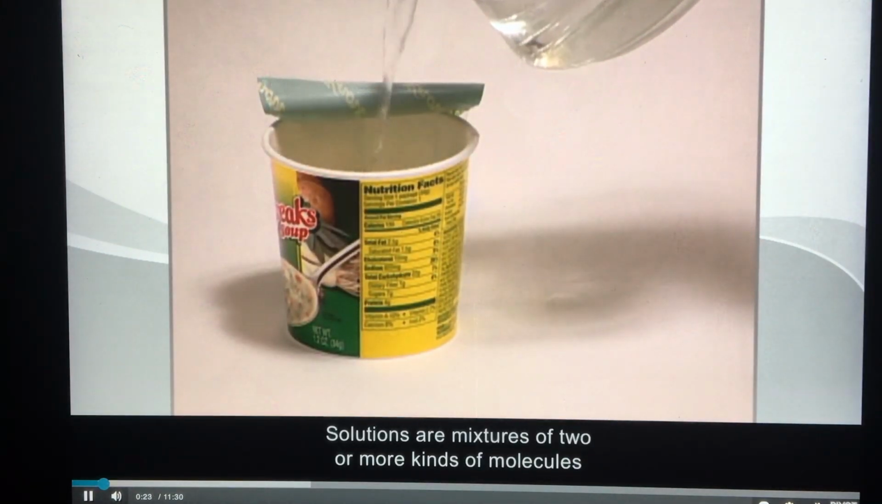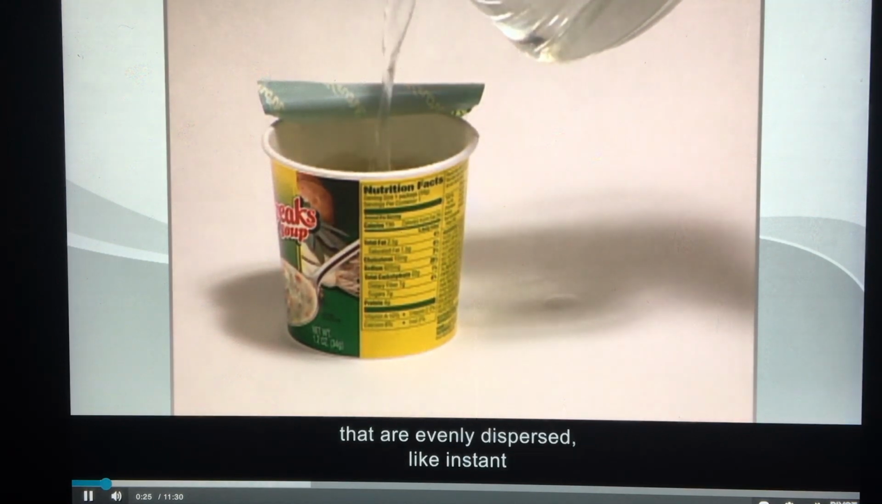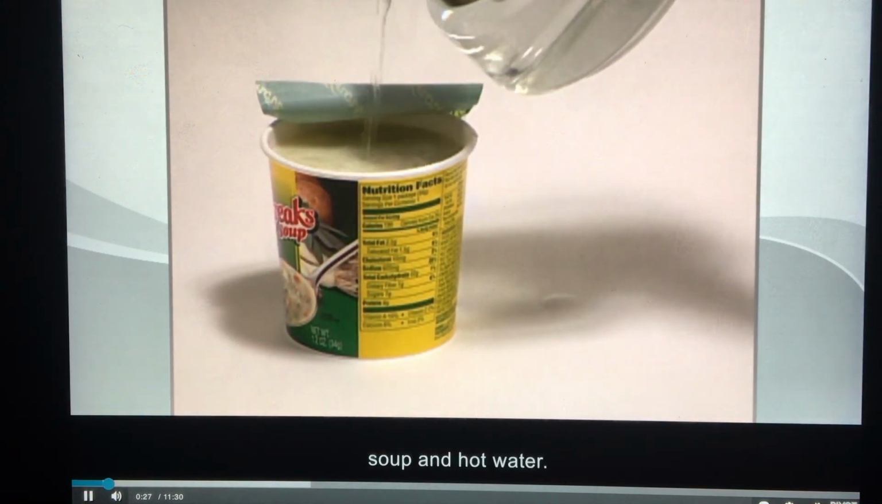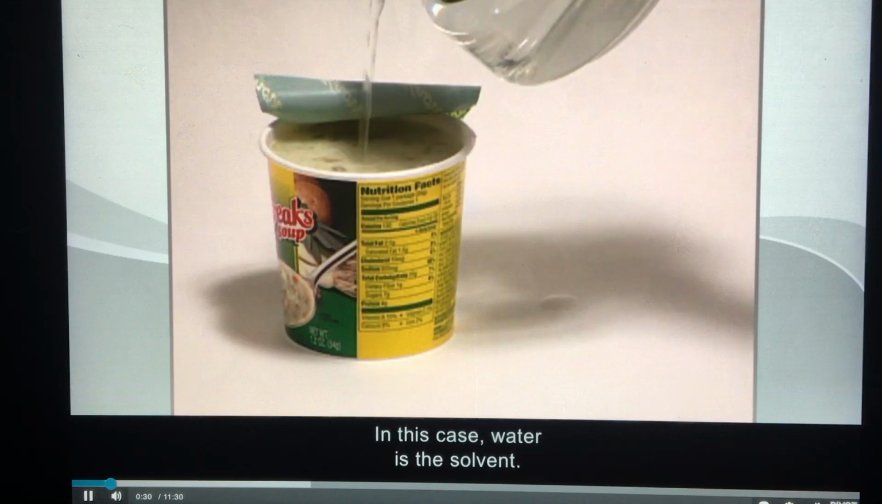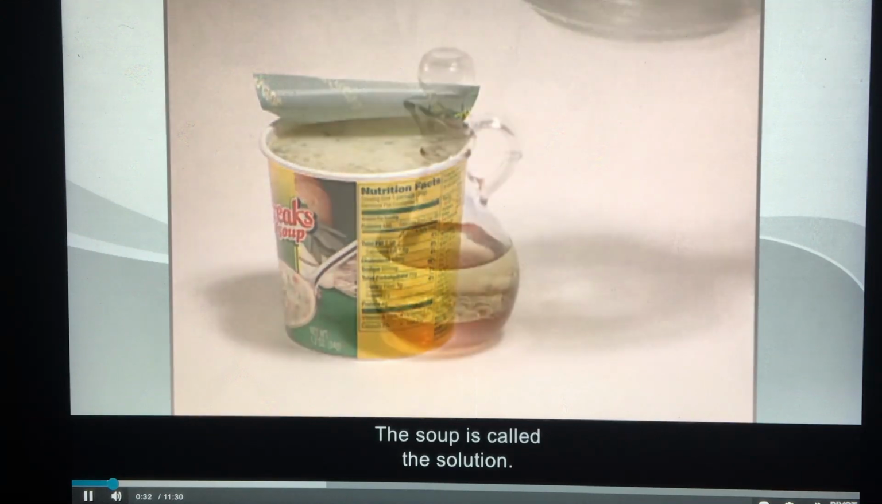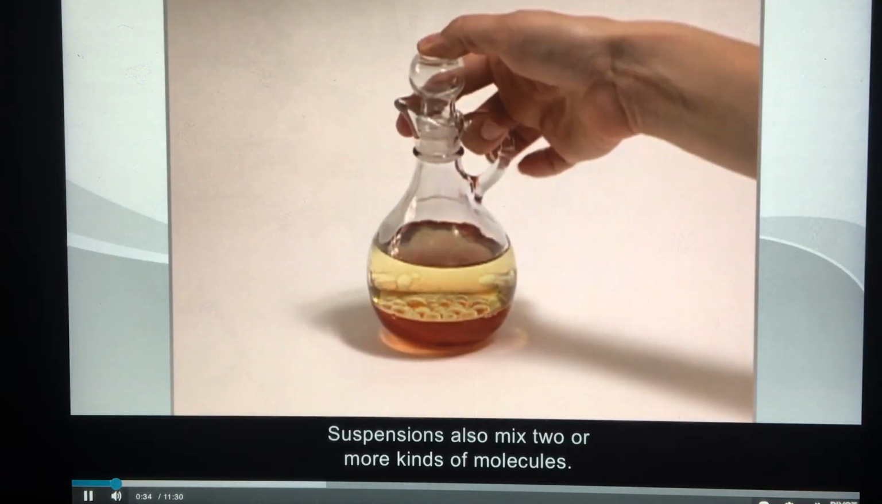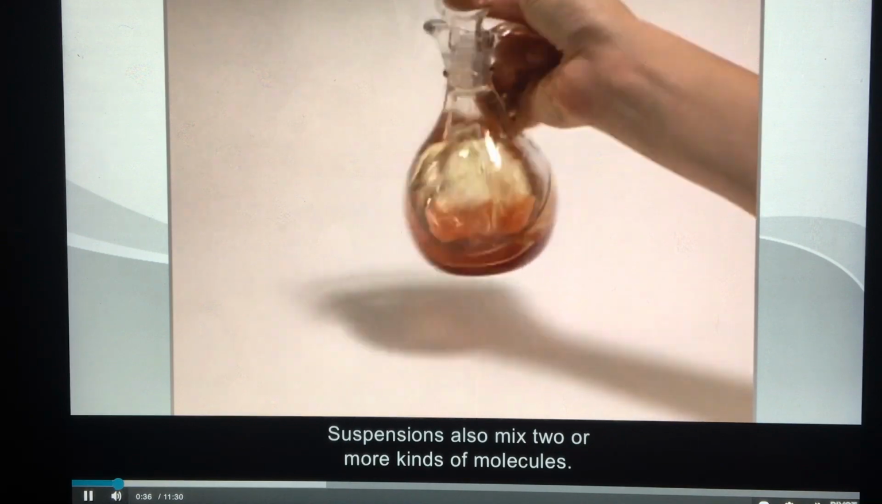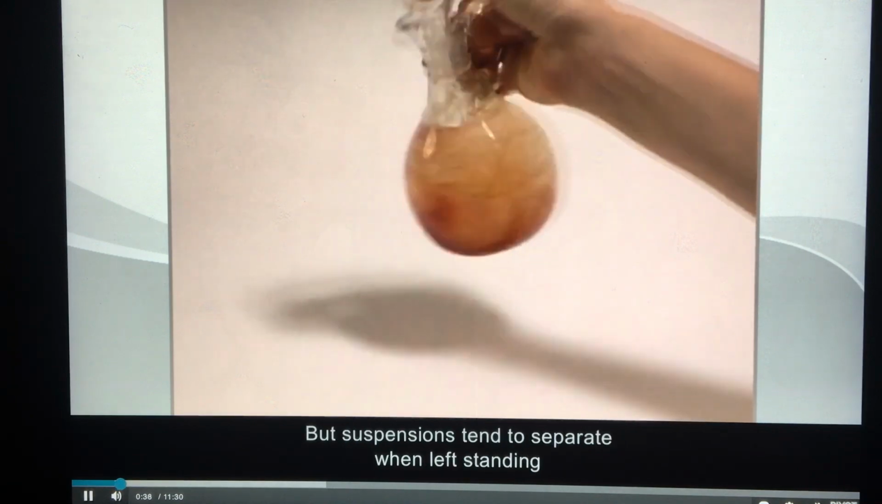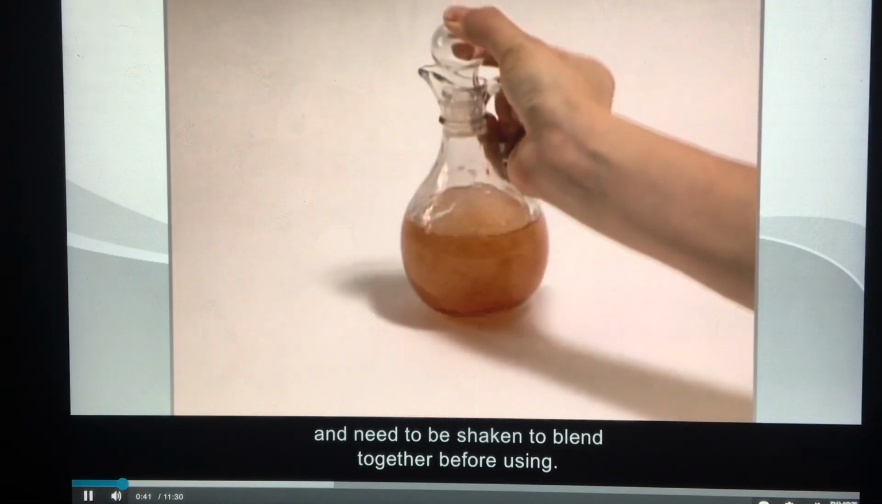Solutions are mixtures of 2 or more kinds of molecules that are evenly dispersed, like instant soup and hot water. In this case, water is the solvent. The soup is called the solution. Suspensions also mix 2 or more kinds of molecules, but suspensions tend to separate when left standing and need to be shaken to blend together before using.